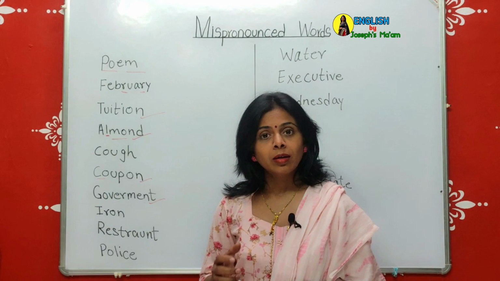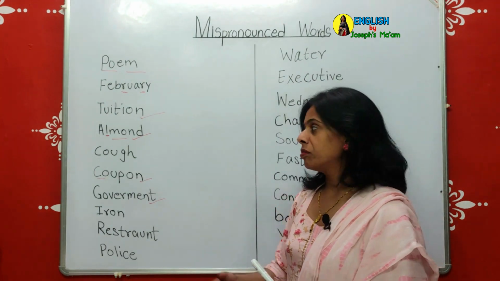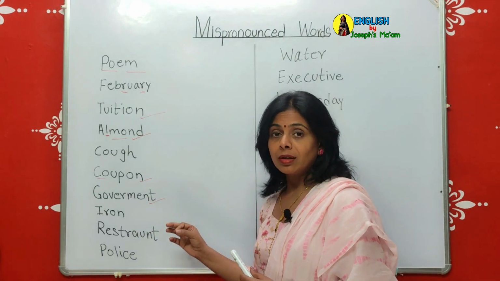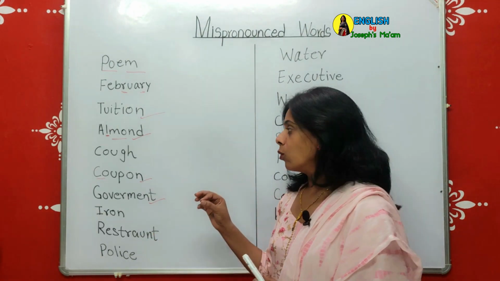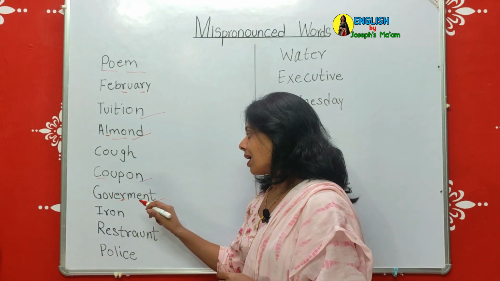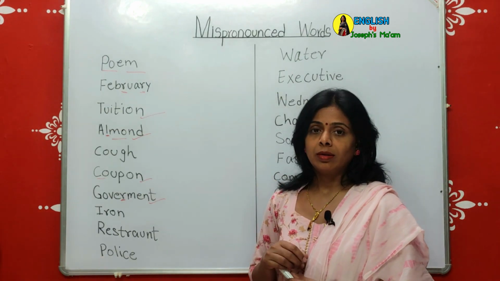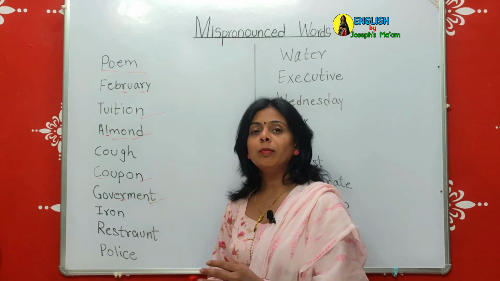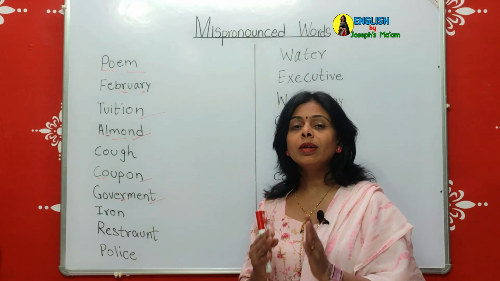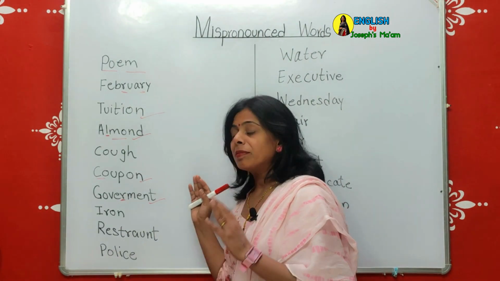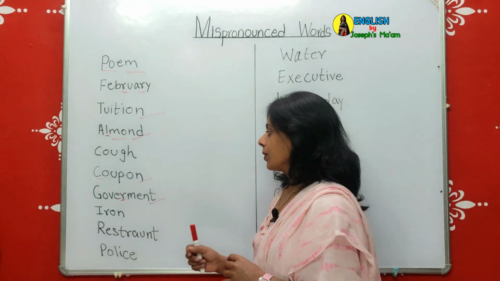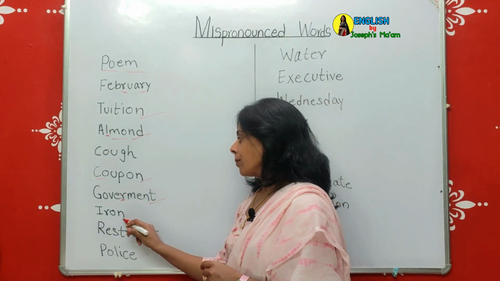Next is a word you have heard many of the politicians speaking, government. They say government. It's wrong. Here this R is silent. I have heard most of the politicians speak this word wrongly. The word is pronounced as government. Okay. Now next word we come to.